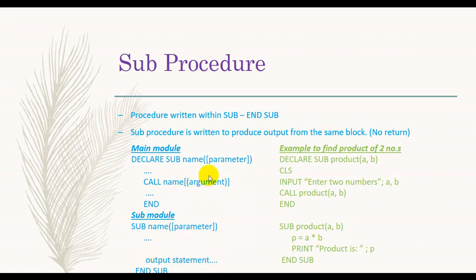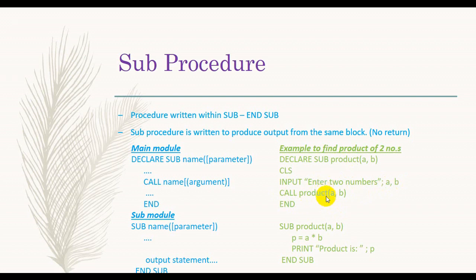As explained, it is written here for the product of two numbers: DECLARE SUB product. This is the name of the procedure, the type is sub procedure, and it has two parameters. Just after this, these two are the statements mentioned here. That means enter two numbers a, b, CALL product. This product procedure is now called with the two inputs passed to it as arguments. That means this product will do some work on these two.